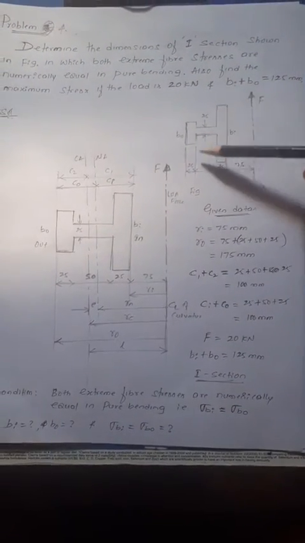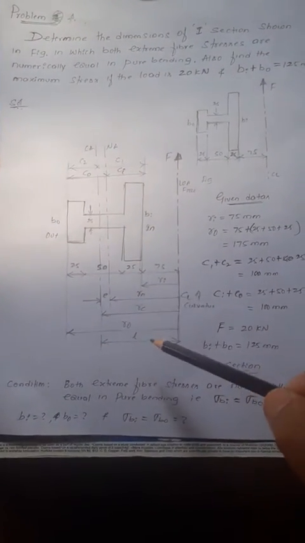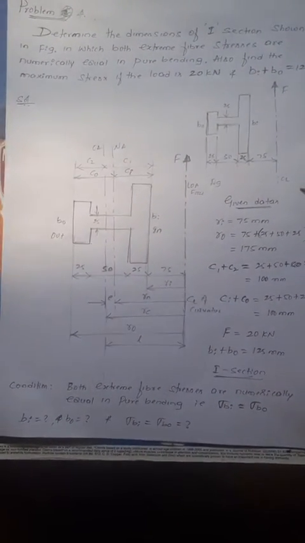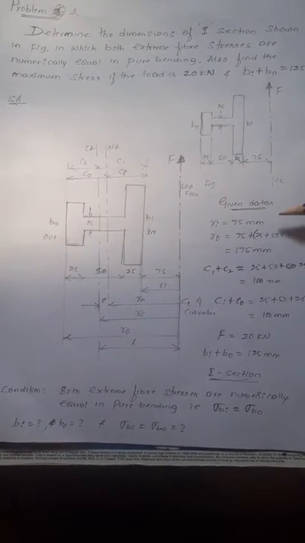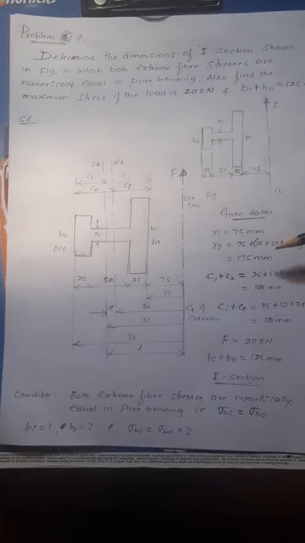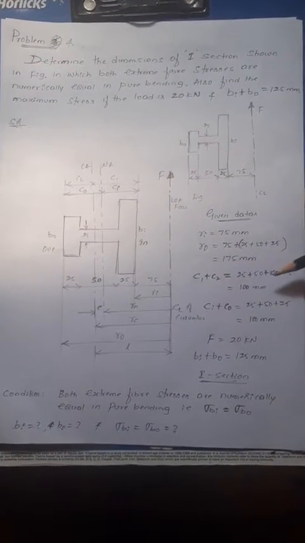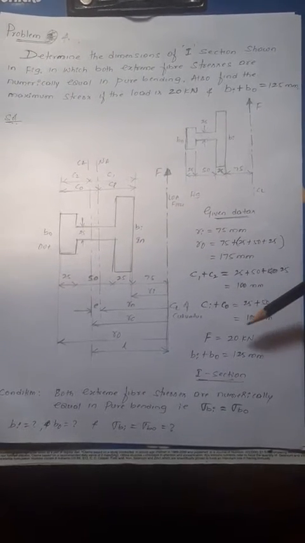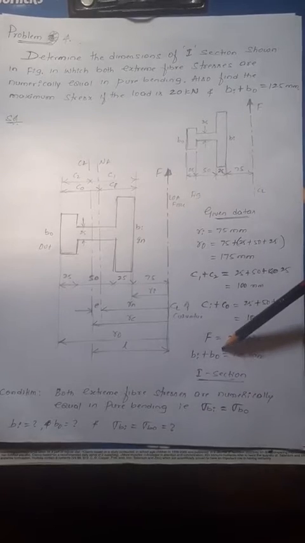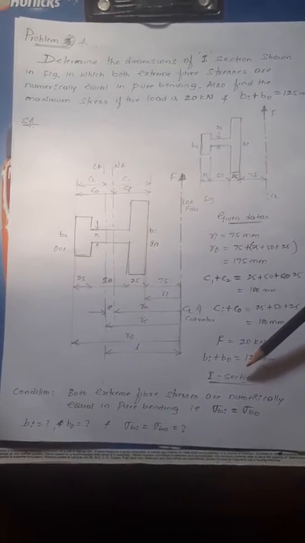Now redraw this sketch with the notations, and write the given data. What data are given? Ri is given, R0 is calculated from the figure. Then Ci plus C0 is equal to this value. Then the load is given and the condition is given. And one more condition is given, the type of cross section.